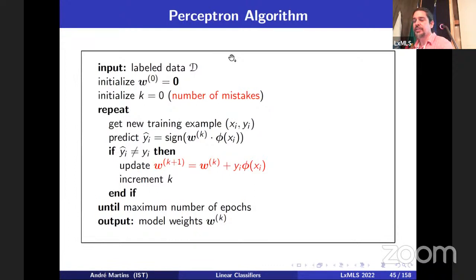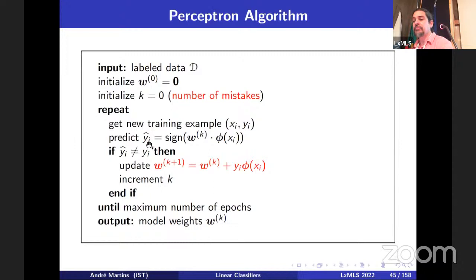We assume that we are given as inputs our labeled data set. We initialize the model parameters to all zeros. We keep track of the number of mistakes that we are doing along the way. This is going to be stored in this variable k. And then we are going to have this big loop where at each time we get some training example, let's say xi, yi. Then we're going to use the current model, which I'm denoting here by wk, and we are going to use this model, taking the dot product between that and the feature representation of the example xi, taking the sine function, and this is going to be the model prediction yi hat.